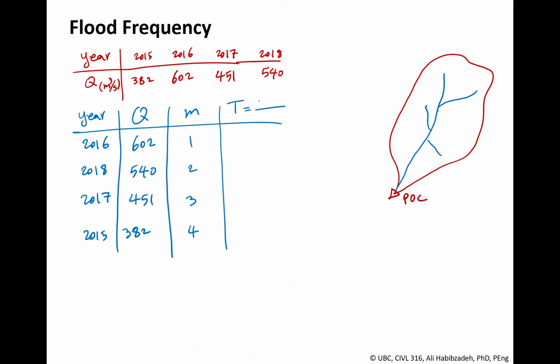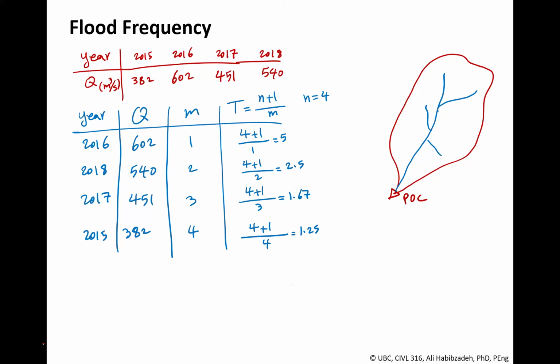T return period is N plus 1 over M. And N is equal to 4. We have 4 years of data. So it will be 4 plus 1 over 1. This would be 5. 4 plus 1 over 2. This will be 2.5. 4 plus 1 over 3. This will be 1.67. 4 plus 1 over 4. This will be 1.25. Right? So these are the return periods.